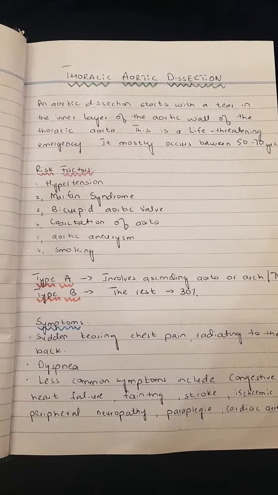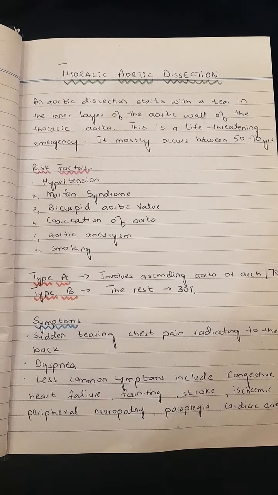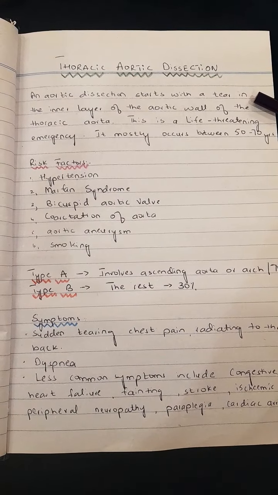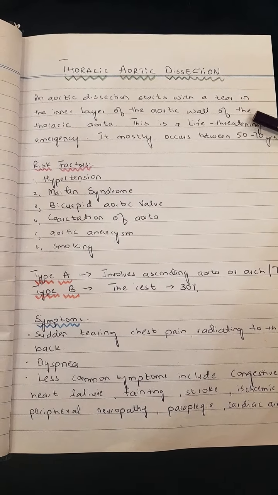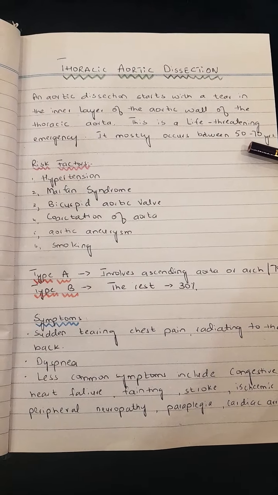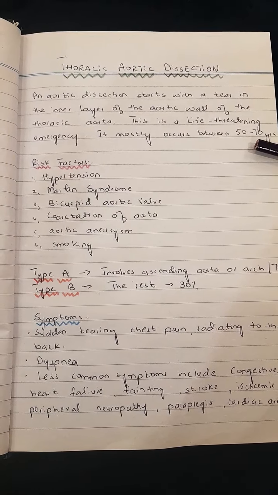Hey guys, so today's video is going to be about thoracic aortic dissection. An aortic dissection starts with a tear in the inner layer of the aortic wall of the thoracic aorta. This is a life-threatening emergency. It most commonly occurs between the age of 50 to 70 years.